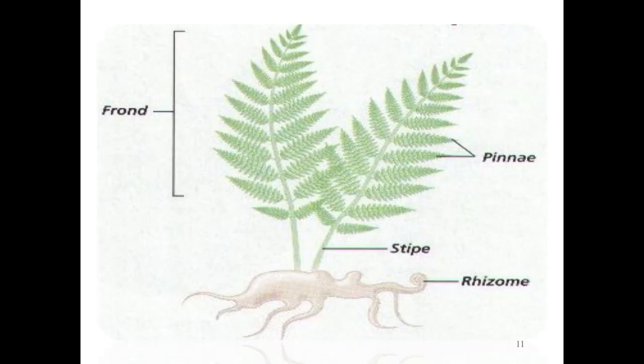Here you can see the frond, the leaf-like structure of the fern. You can see the rhizome, the horizontal underground stem. And from that, some new ferns can grow. Now, the rhizoid would be the actual kind of little root-like structures coming off of the rhizome.